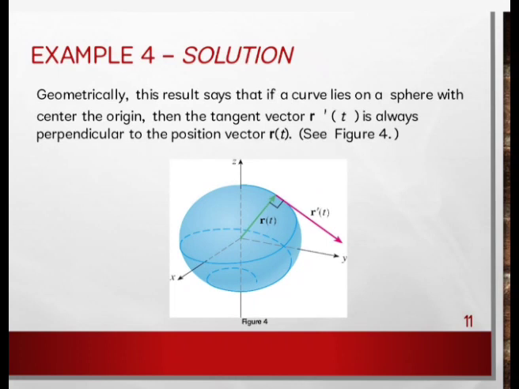And here is the example solution. Geometrically, this result says that if a curve lies on a sphere with center at the origin, then the tangent vector r prime (t) is always perpendicular to the position vector r(t), which you can see in figure 4.